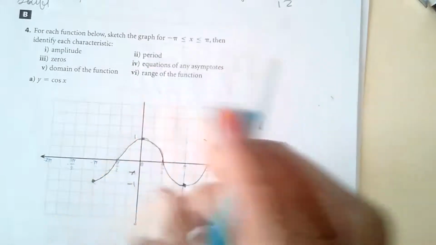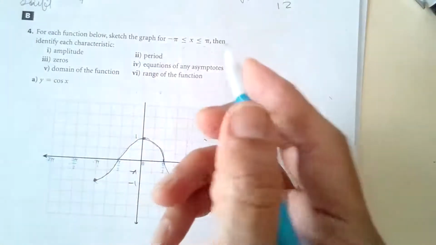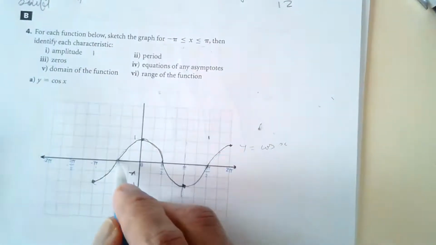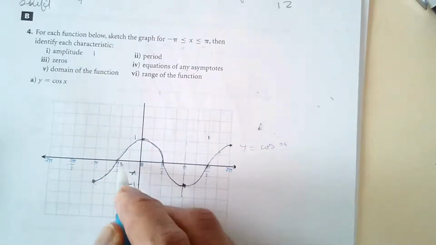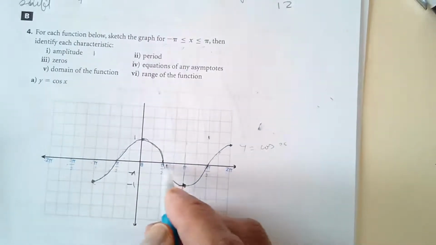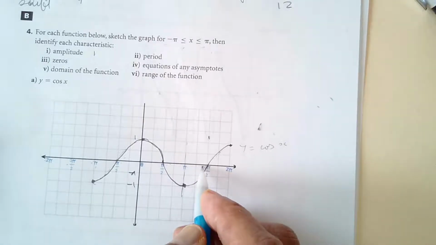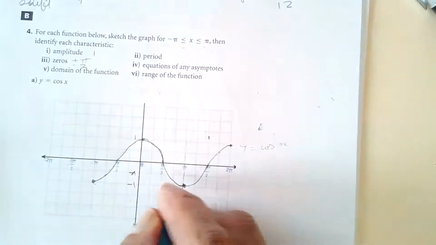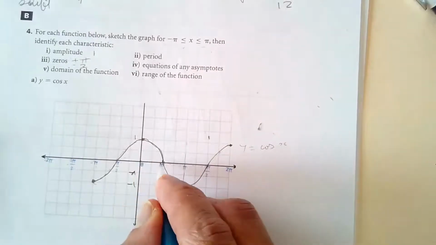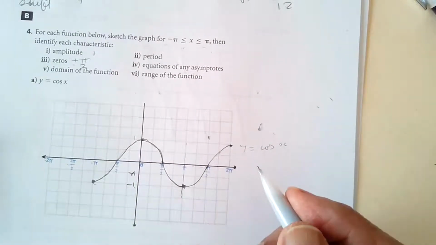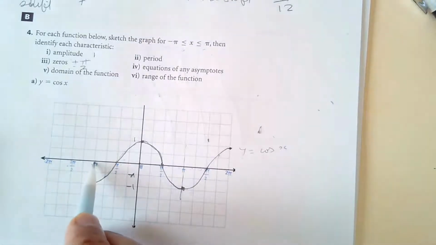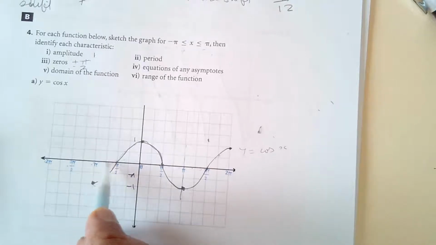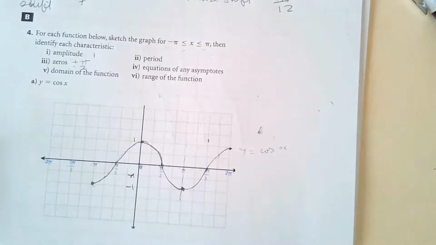The domain is increased. Now they ask you the amplitude here. Amplitude is 1. The zeros are pi over 2 plus or minus pi over 2. It's decreasing by pi over 2. So the zeros are plus or minus pi over 2. In other words, what are the x-intercepts? From here to here we have pi over 2, so it increases by pi over 2 each increment of zeros.